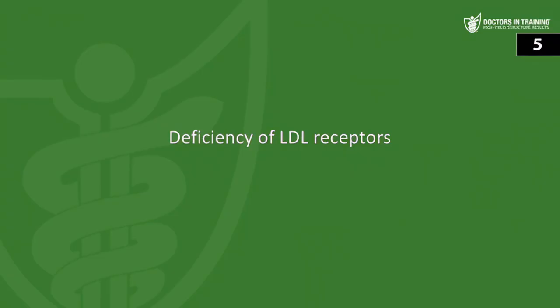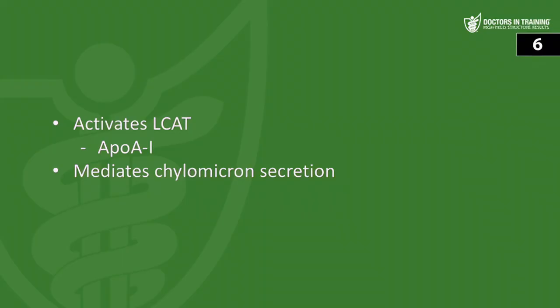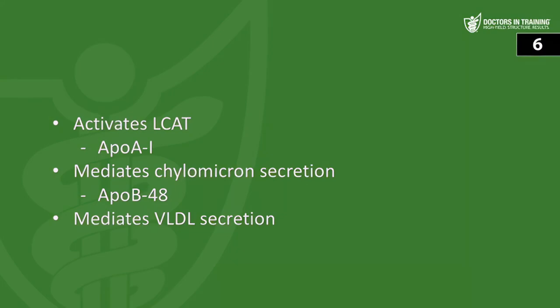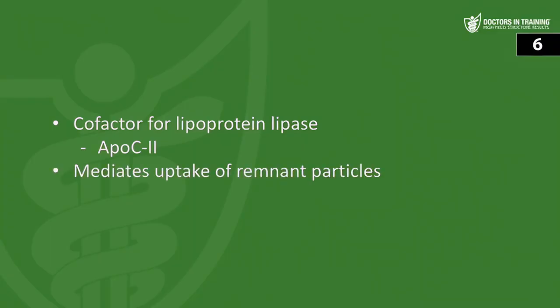First question, what deficiency causes familial hypercholesterolemia? So remember, that's going to be a deficiency in LDL receptors. Next, which apolipoprotein matches each of the following statements? This is the hard stuff. So first we have activates LCAT. Remember, that's going to be ApoA1. Next we have mediates chylomicron secretion. Remember, that's going to be ApoB48. Mediates VLDL secretion, that's going to be ApoB100. Cofactor for lipoprotein lipase, remember that's going to be ApoC2. And then mediates uptake of remnant particles, that's going to be ApoE.